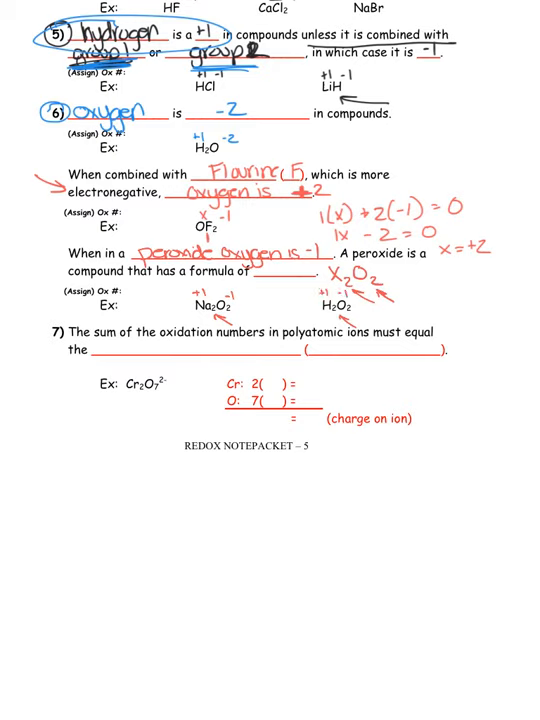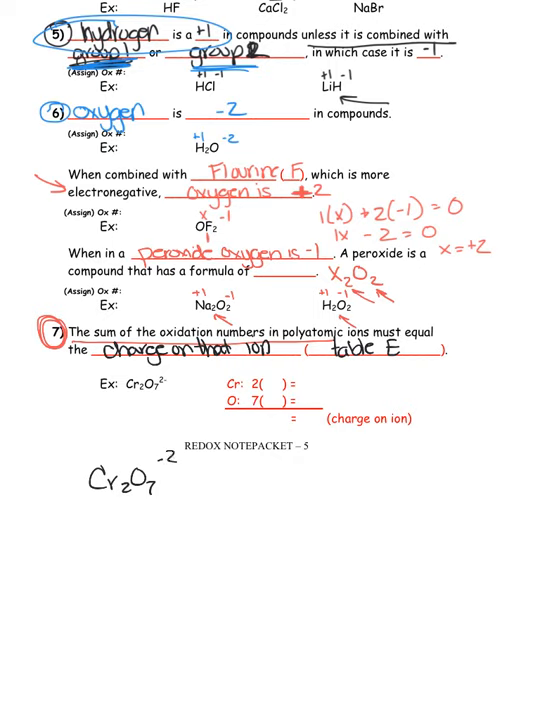All right, I know this is fast, but I don't want you listening to this video for an hour. And number 7, this is the last rule that we have. The sum of the oxidation numbers in a polyatomic ion is equal to the charge on that ion. And you get the charges on the ions from table E on your periodic table.